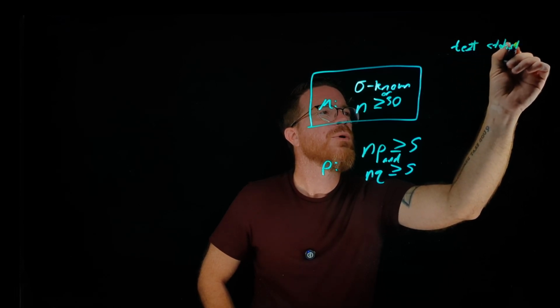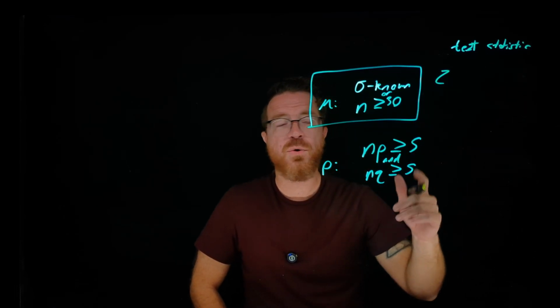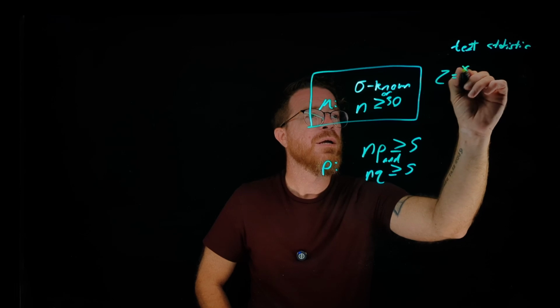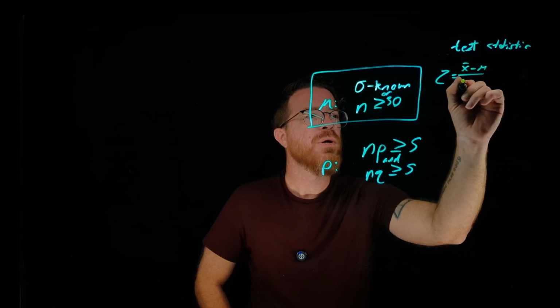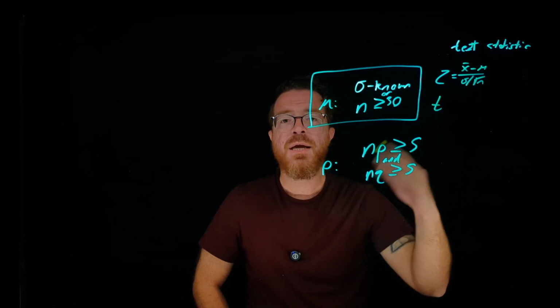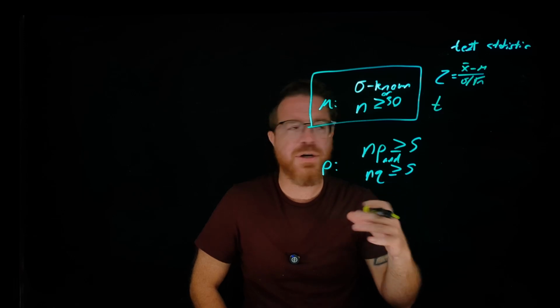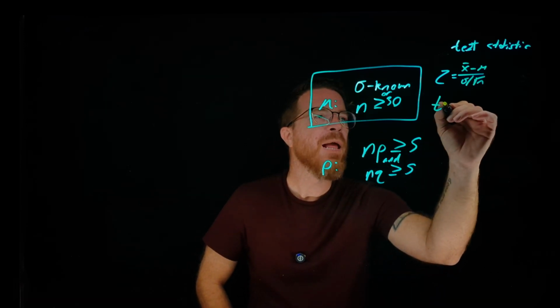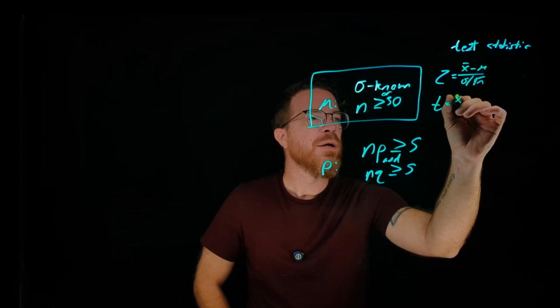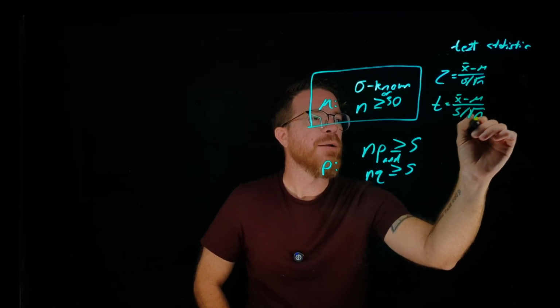for mu is just going to be, if we're using the standard normal, z equals x bar minus mu over sigma divided by square root of n. And if we're using the student's t distribution, this is of course going to be based on our nu, or number of degrees of freedom, which is n minus 1. This is going to be equal to x bar minus mu over s divided by square root of n.